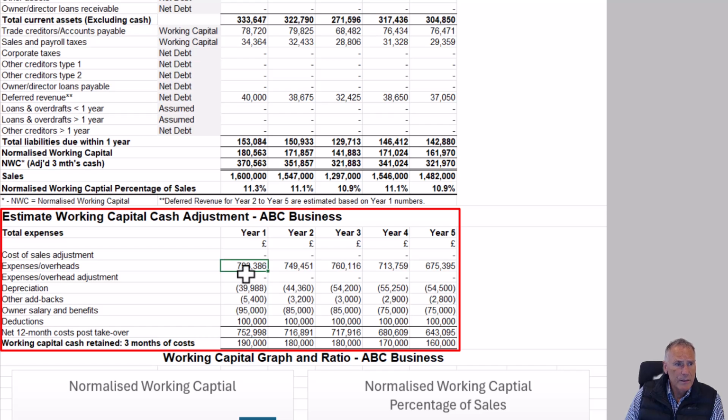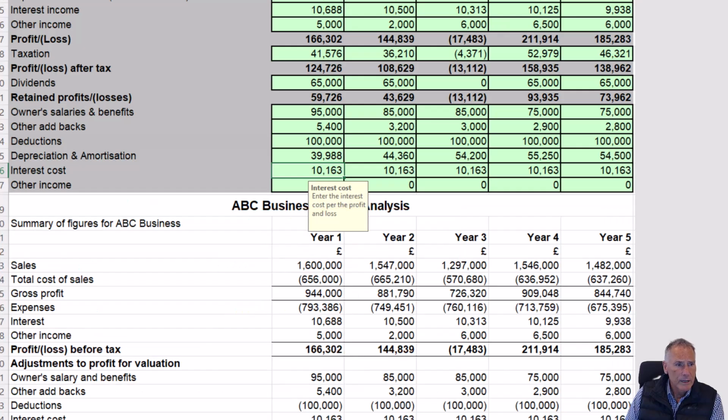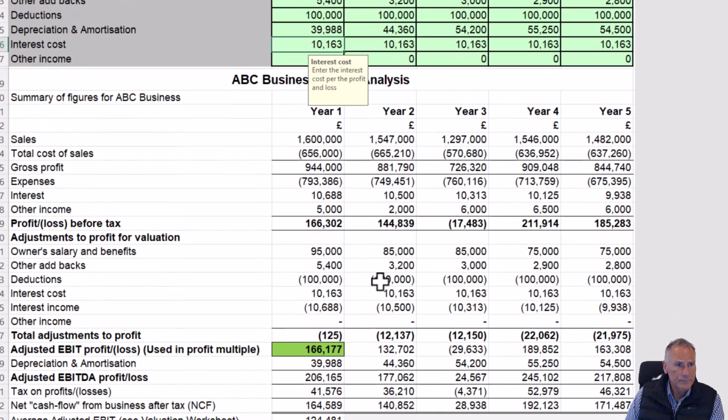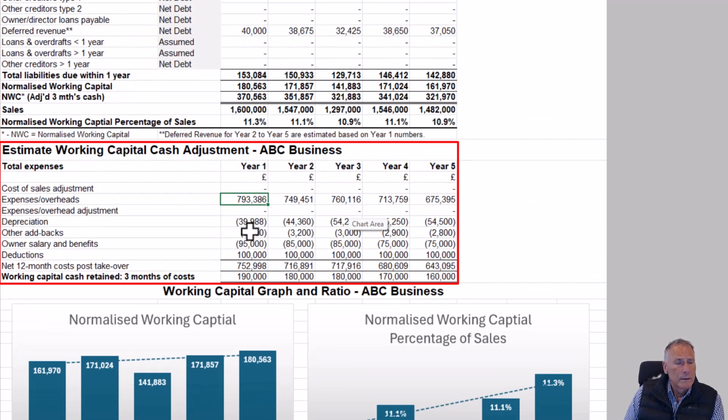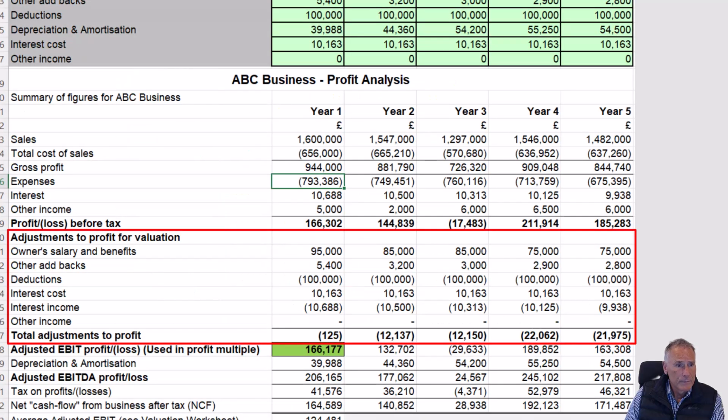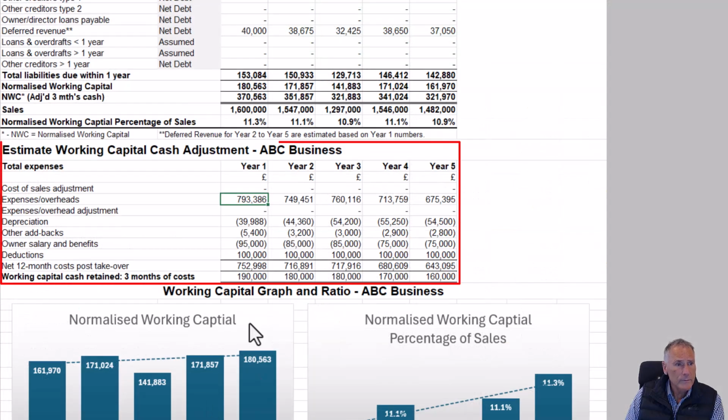So that's 793,386. If I go back to the profit and loss account, it's pulled in this number here, which is what we put in earlier on, 793,386. It will then add back various adjustments, which all relate to the adjustments that you put in here. So it's all of these adjustments, bringing you down to a net 12-month cost post-takeover.